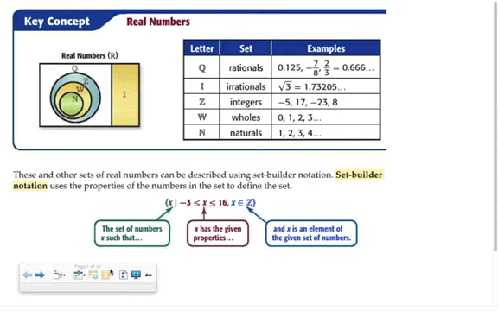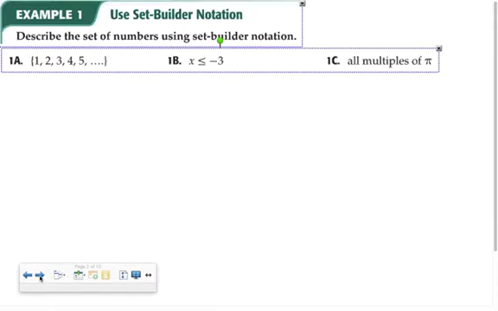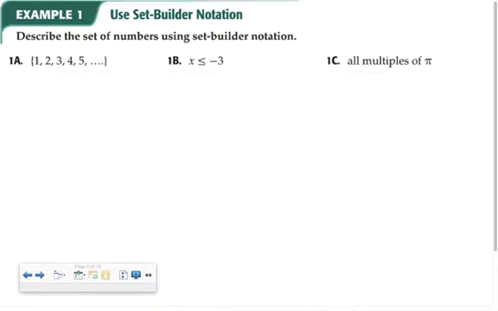So we need to know these sets of numbers in order to write sets of numbers using set builder notation. So notice how set builder notation looks on your screen. Notice how we read set builder notation. We're reading it as the set of numbers x such that x has these given properties and x is an element of this set of numbers. So let's practice writing some sets of numbers using set builder notation.